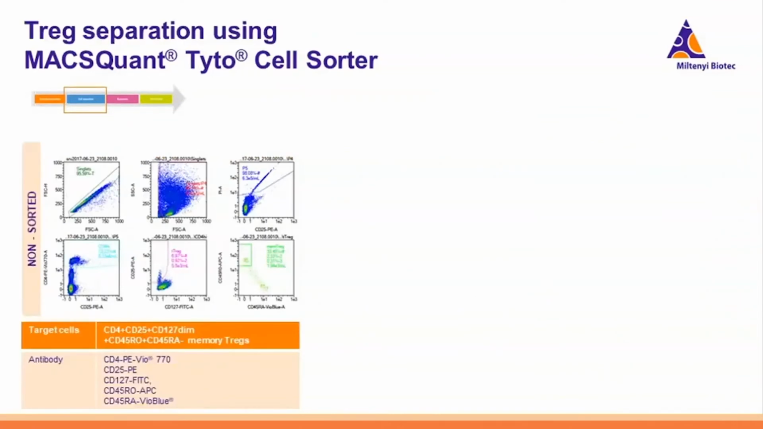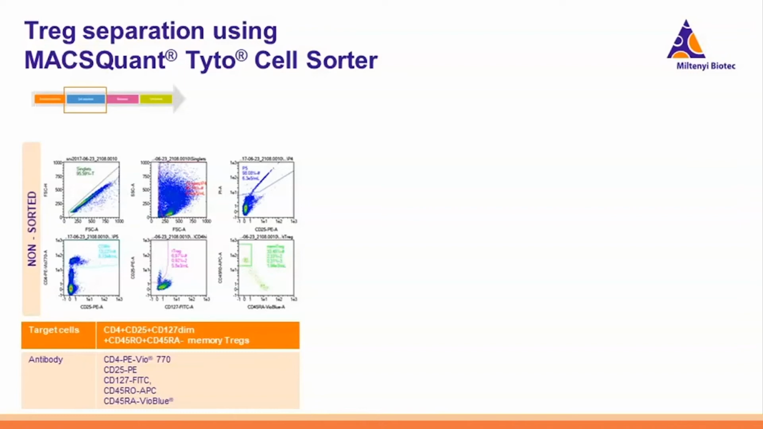Let's have a look at an example. In this example, we decided to sort the memory Tregs. This panel of antibody you can see here we use. And just a point here, don't forget that we help you to design your panel. And also don't forget that all these antibodies are available in research grade and also GMP grades.